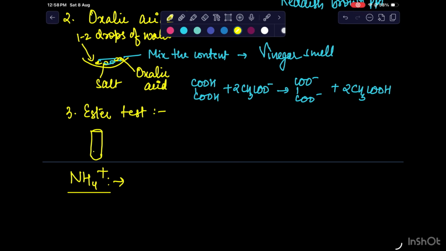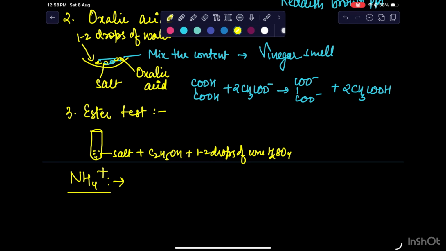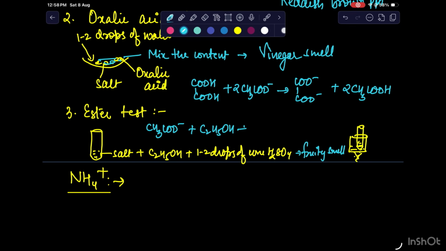In the ester test, we take a test tube, we take salt which has acetate, right? We are just confirming acetate here. We add ethanol and 1-2 drops of concentrated H2SO4. We'll heat the content. Now heating has to be done in a water bath. Water bath means we take a beaker and put water in the beaker, and then we add the test tube. We will not directly heat the content, and then we'll observe a fruity smell. This fruity smell is because of the formation of ester, right? You might have studied esterification in class 10th. It is the same reaction, okay?